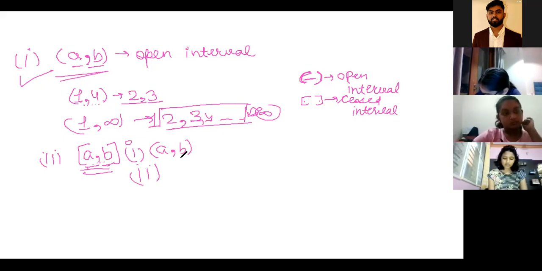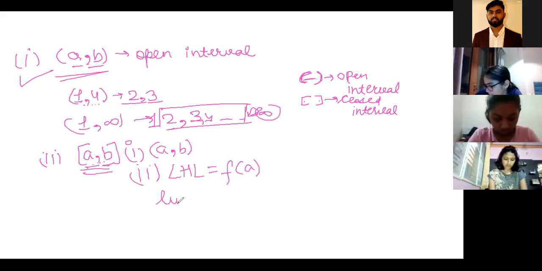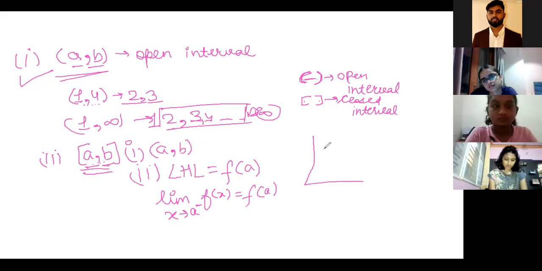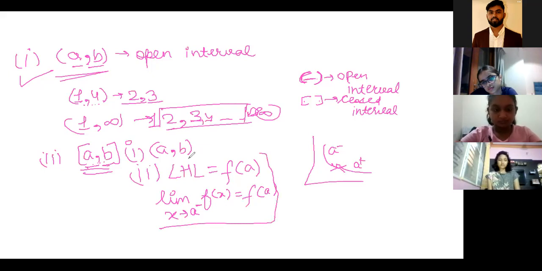Limit x tends to a plus, fa. So what does it mean? That LHL should be equal to the value of fa, which means what we studied yesterday, limit x tending to a minus fx should be equal to the value of the function. The example I gave you yesterday, this one, has a point here from where it is going; this LHL value is coming, this RHL value is coming, but they both are coming at the same point. So from here we can assume a minus, and from here we can assume a plus. So over here, this condition should be satisfied.